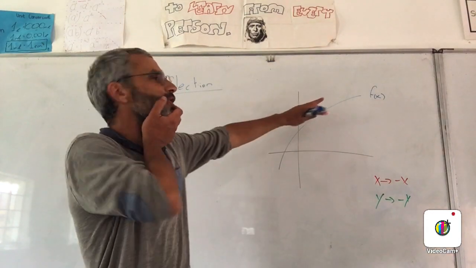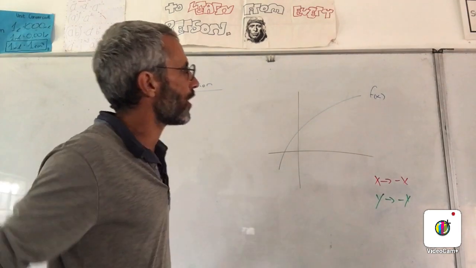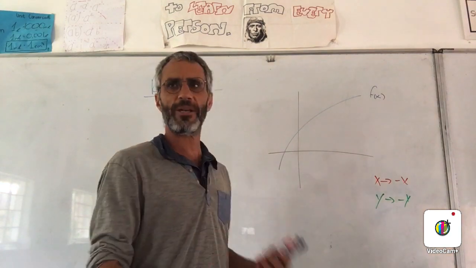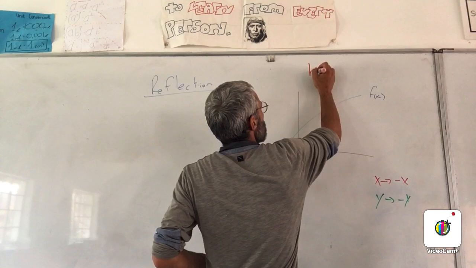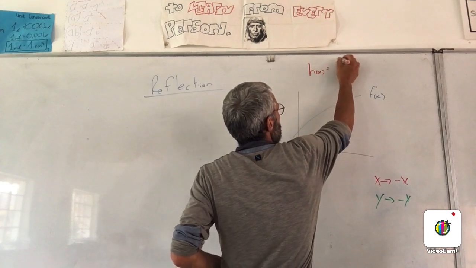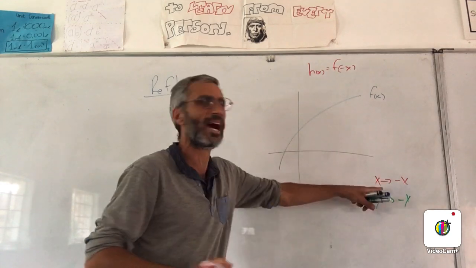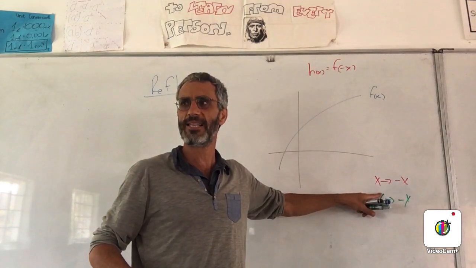So I've got a function, and that function could be anything. It could be exponential, it could be a log, it could be linear, quadratic, whatever. And I'm going to start messing around with it, okay? So I'm going to have another function we'll call h of x, which is basically the same f, but everywhere I have x, I'm going to put a minus x. I'm going to replace x with minus x.